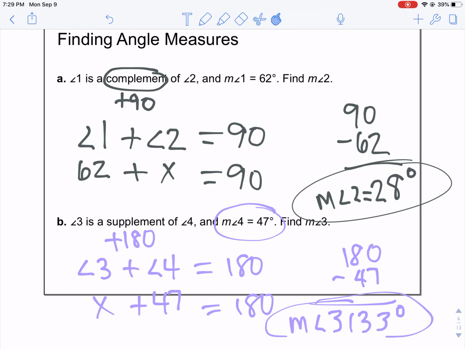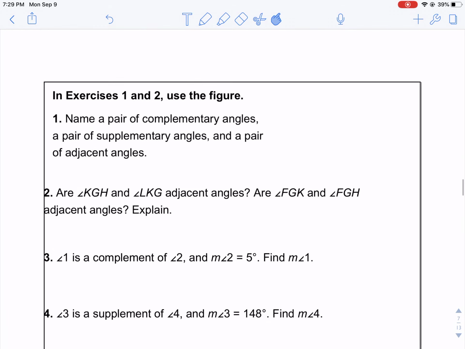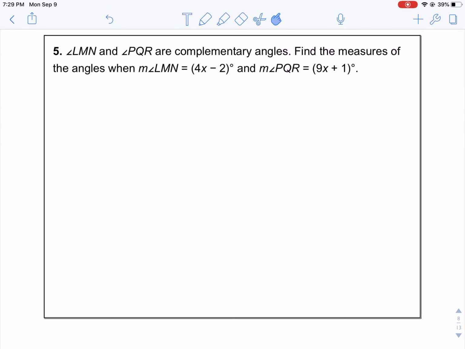So we worked an example where it told me the two angles were complements. It told me angle 1 is 62. All I have to do is take 90 minus 62 to find the remaining one. The supplementary one is very similar, okay? This is not an example I did in class today, but I'm going to go ahead and work it. So it tells me these are two complementary angles.